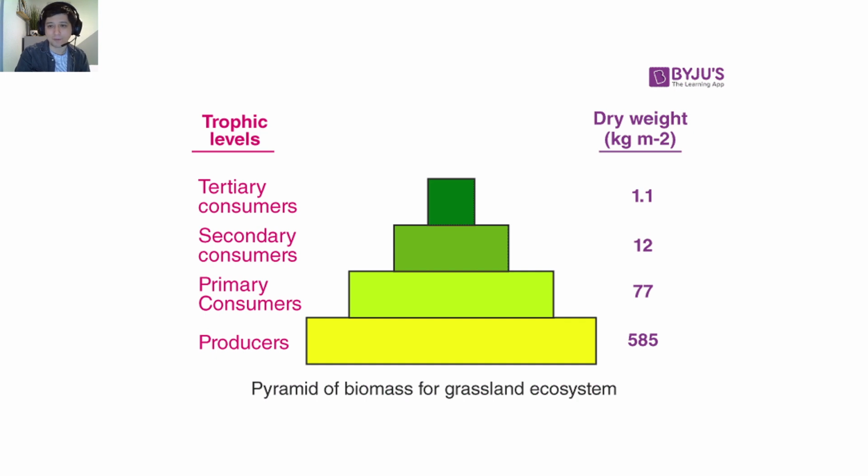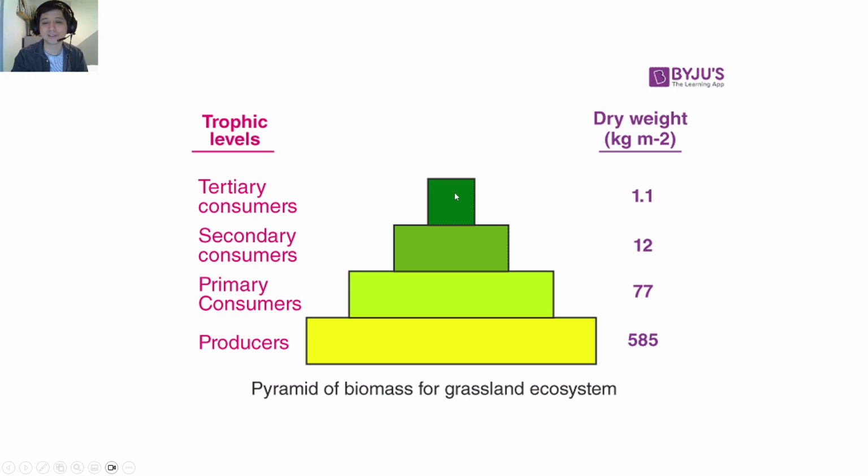So biomass: bio, life; mass, like matter. You can think of it like weight. These plants at the bottom, there's a lot of plants. As you go up each step of the food chain, there's less biomass available. And eventually, there are only a few apex predators because there's just not enough energy to sustain them.